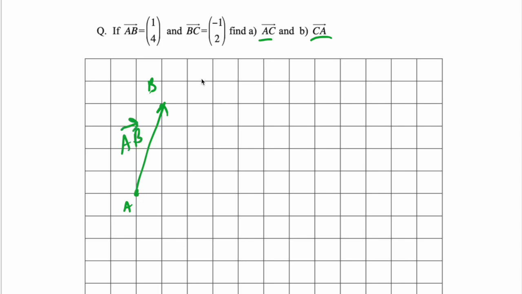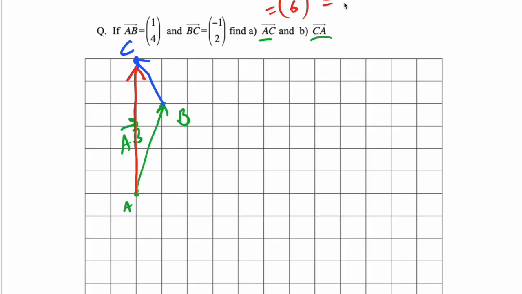The order matters. BC is negative 1, 2. And I barely left myself any room. Negative 1, 2 is right there. So that's C right there. Now you can see from looking at this thing, we can see what AC is. AC, and the direction matters, it's going that way. This one drawing the arrow, the direction matters. You can see that AC is 0 in the x direction, and 1, 2, 3, 4, 5, 6 in the y direction.